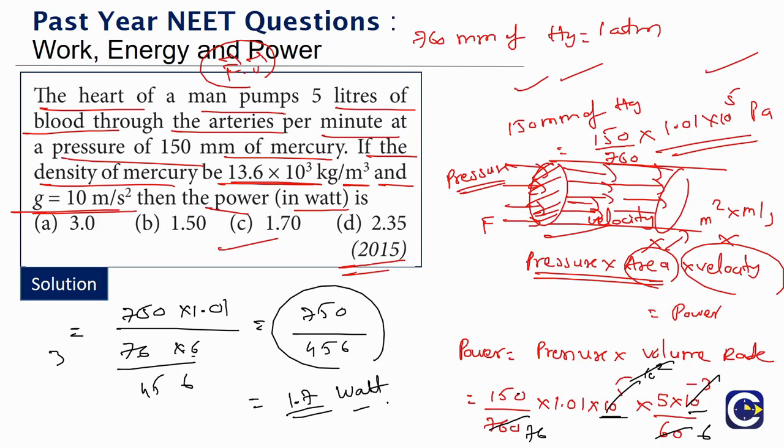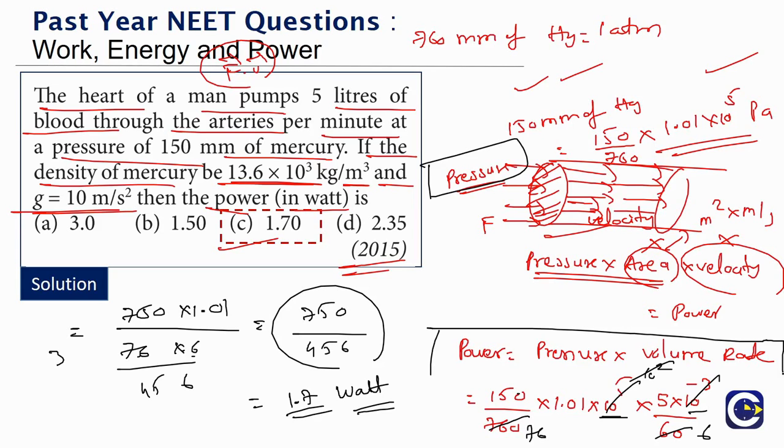Since everything we have taken in the SI system of units, the power must be coming in terms of the SI unit, which is the watt. So the answer is 1.7 watt. Here we must remember this. This is a very standard question. With regard to the pumping of blood, we pump the blood with a particular pressure; pressure into area gives the force, multiplied by velocity will be the power. So the power will be equal to pressure into volume rate.